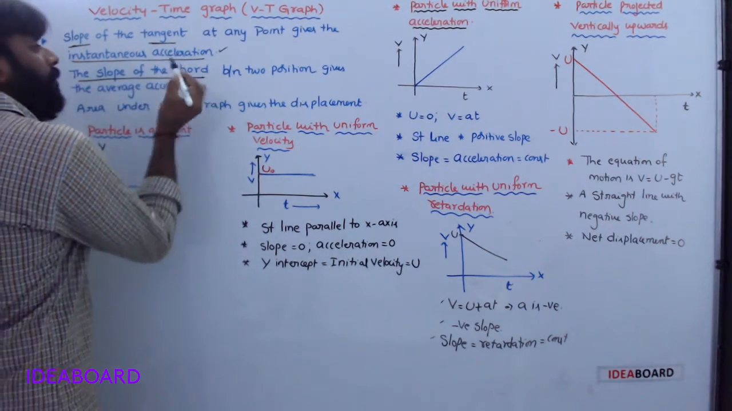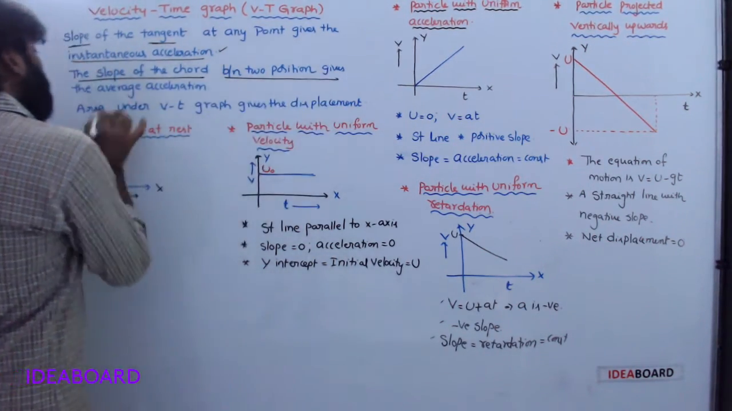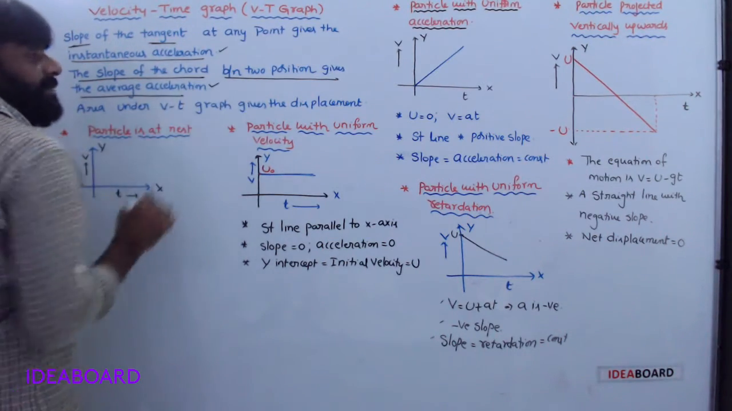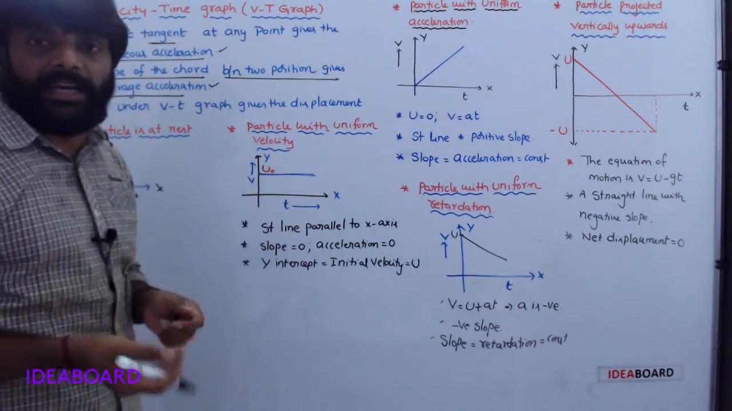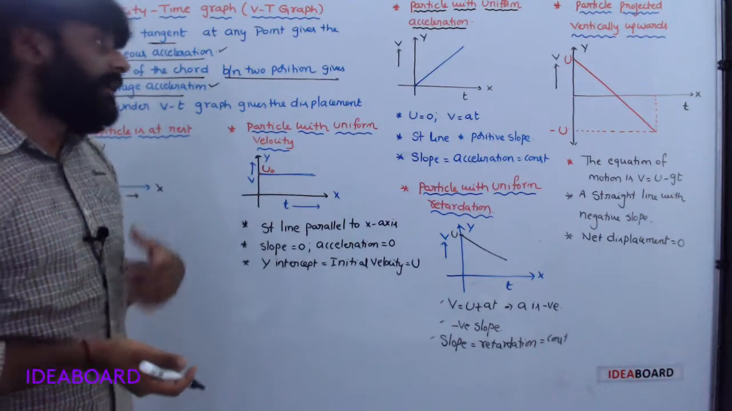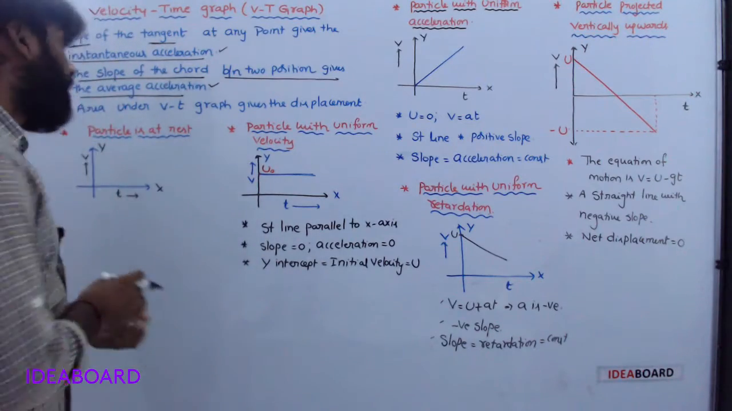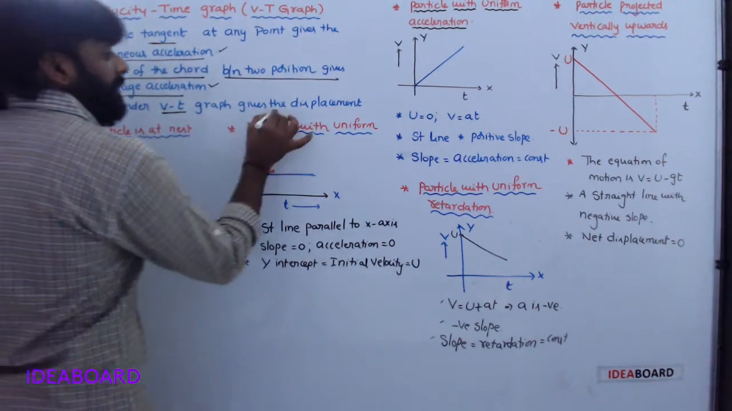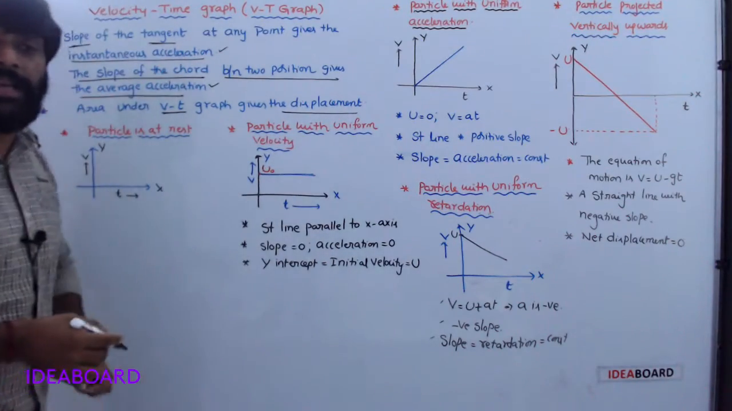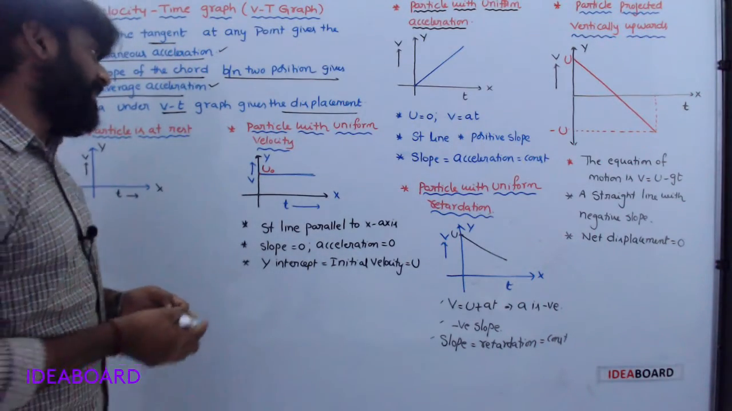Here the slope of the chord between two positions gives the average acceleration. That means the slope of the VT graph, VT meaning velocity time graph, gives the acceleration. The area under the VT graph gives the displacement.